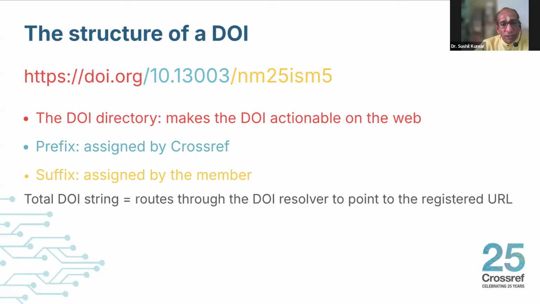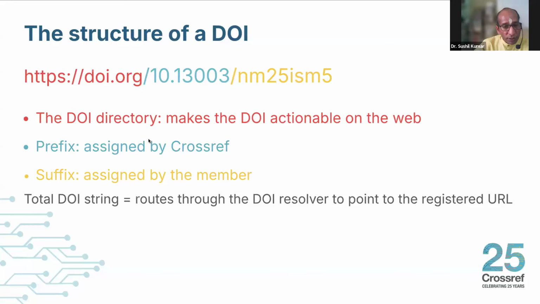So this is the structure of a DOI, which you can see here. A DOI is composed of three sections marked by different colors: red, blue, and yellow. The red part is the resolver address given by Crossref. Each DOI is an identifier, but also an actionable link, which means it is resolvable in any browser.